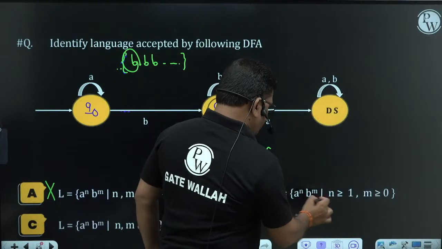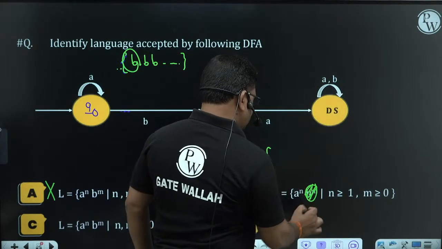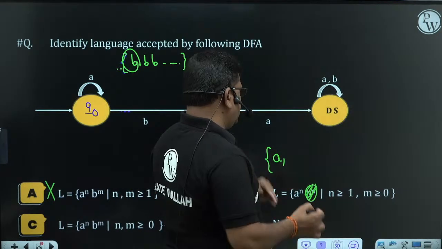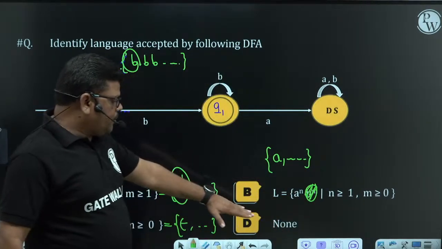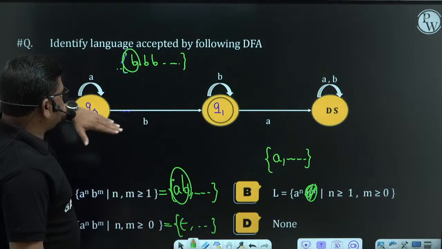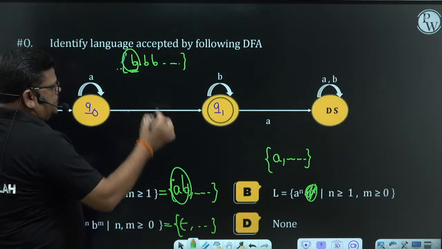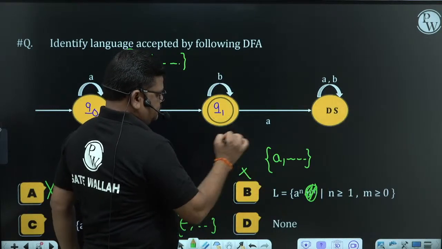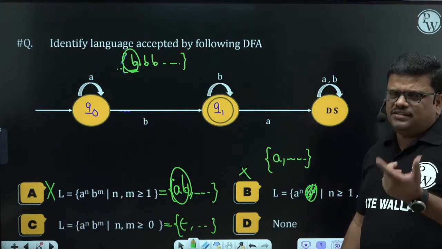When M value is 0, this becomes epsilon. The minimum string possible here is A. N starts from 1, then the remaining. The one length string possible from option B is symbol A. But the one length string accepted by the given automata is B. Both are not the same, so not equal. One string is sufficient to say not.